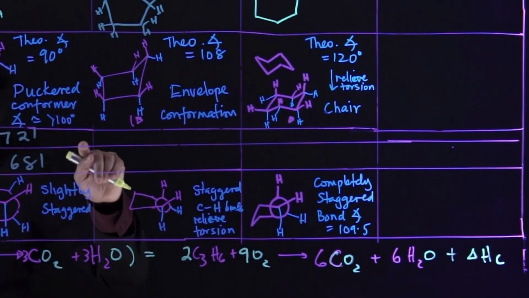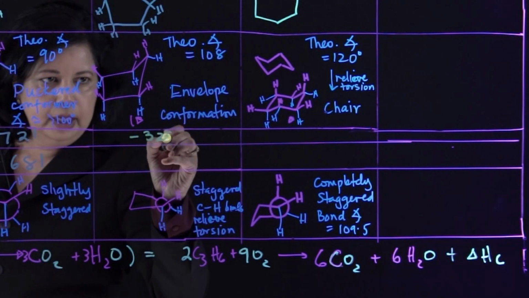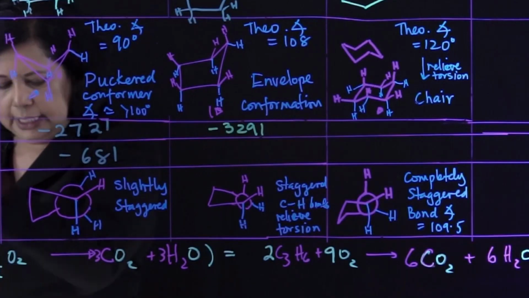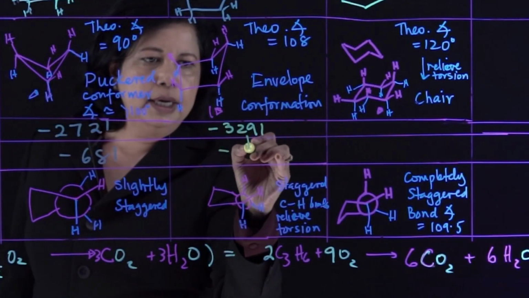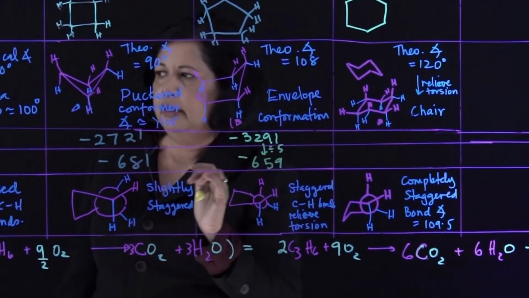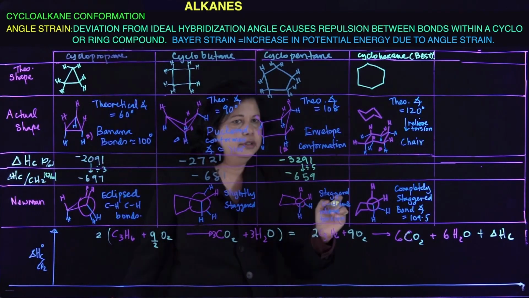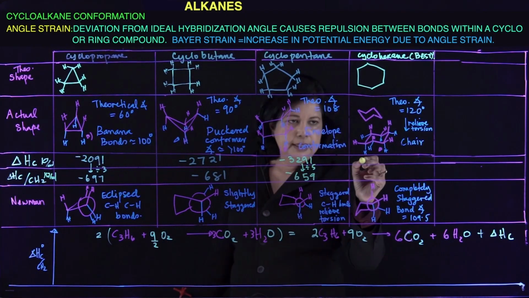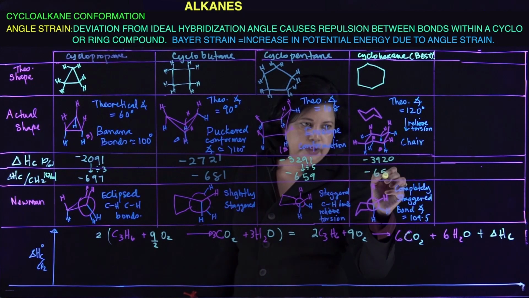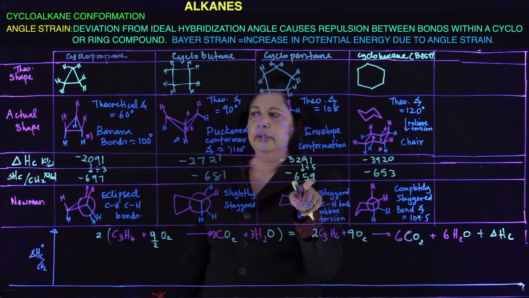So for cyclopentane, this was 3291. Well, this is a bigger number because this is for all 5 carbons, but per CH2, if you divide this by 5, that's going to be minus 659 kilojoules per mole. And then over here, this is going to be minus 390.20, and per CH2, it's going to be minus 653. So you can see it's going down, but the biggest gap is here.